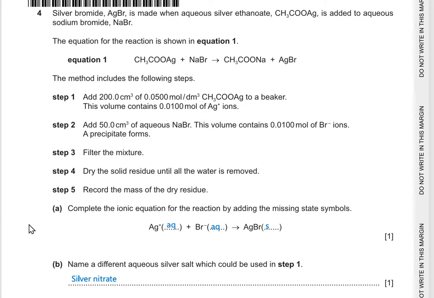Question 4, silver bromide. This is, I believe, a separation techniques question. In fact, this is crystallization. This is precipitation. So silver bromide (AgBr) is made when aqueous silver ethanoate is added to aqueous sodium bromide. So silver bromide, what salt is that? That is an insoluble salt. How do we know?